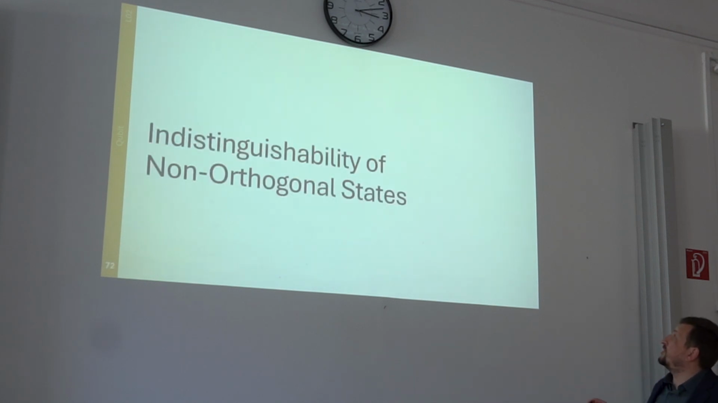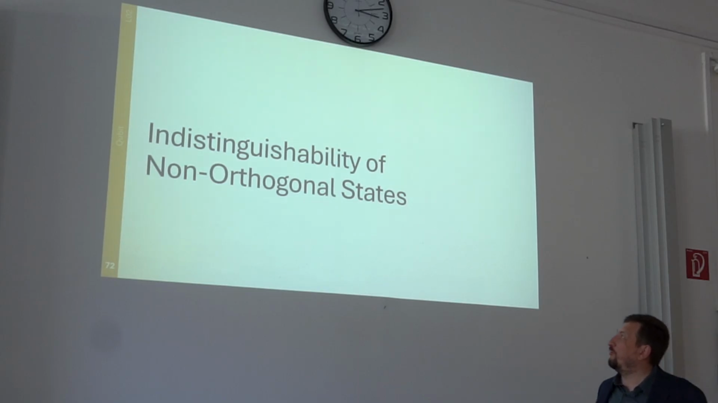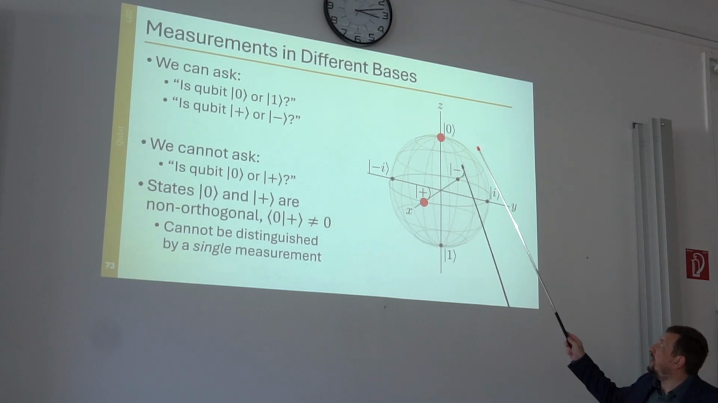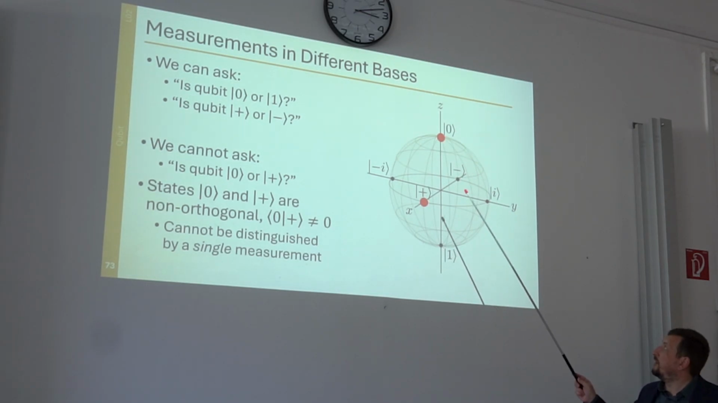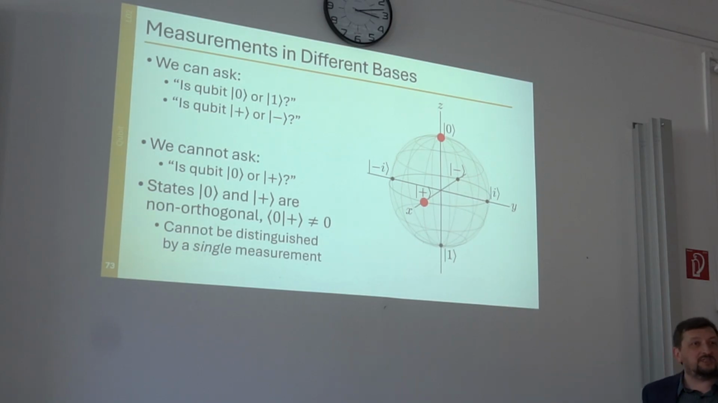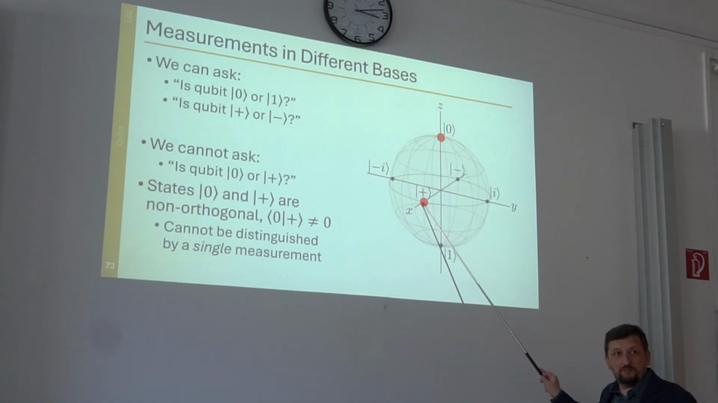One important question here, very short, is the distinguishability of quantum states. We can ask whether a qubit is in state 0 or 1, so a measurement along the z-axis. We can ask whether the qubit is in state plus or minus, so a measurement along the x-axis. But we cannot design a measurement that will determine whether the qubit is in state 0 or state plus.